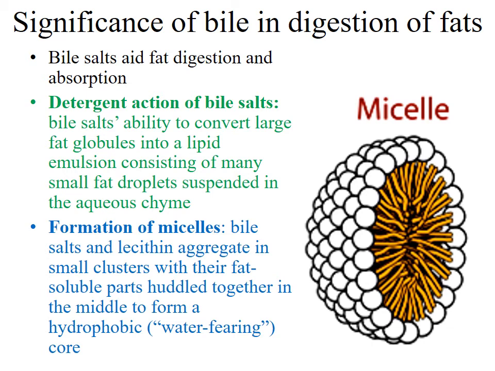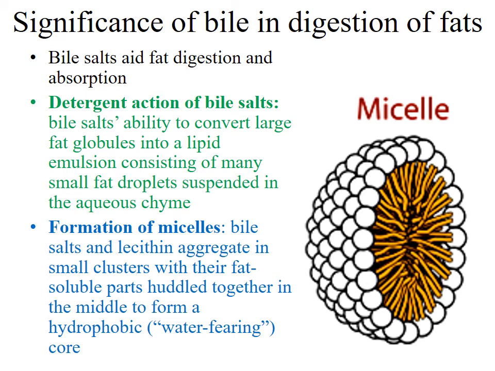Remember one thing, bile is not a digestive enzyme. Once it is secreted, its only function is a detergent action. That means the larger fat droplets will be emulsified into smaller fat droplets. That process is called emulsification of fat. So it will be made into smaller fat droplets, then it will be acted upon by the pancreatic lipases.